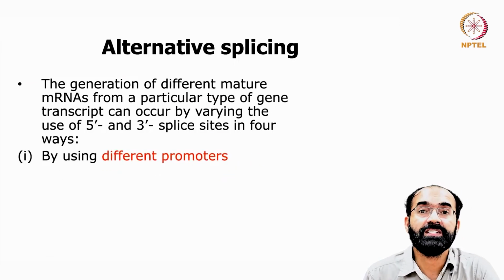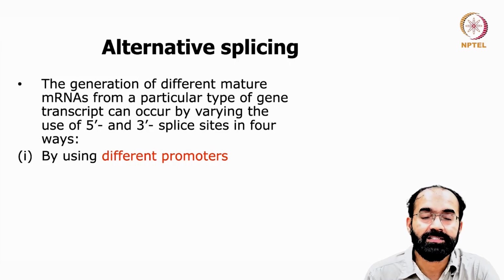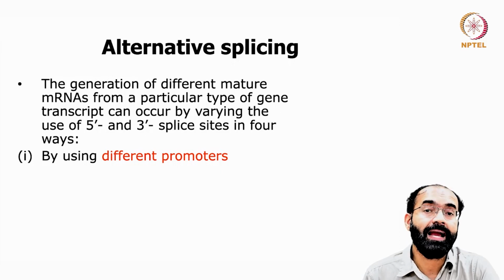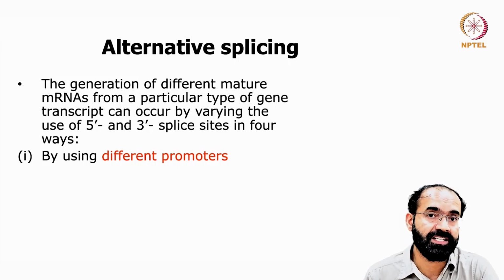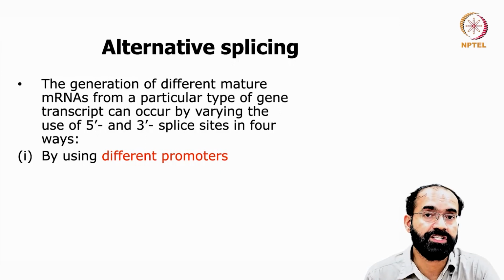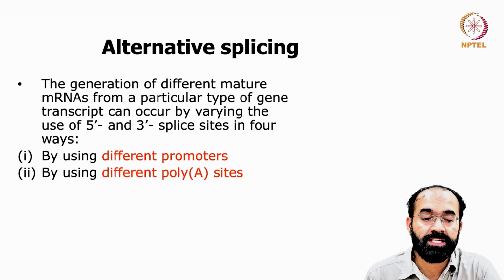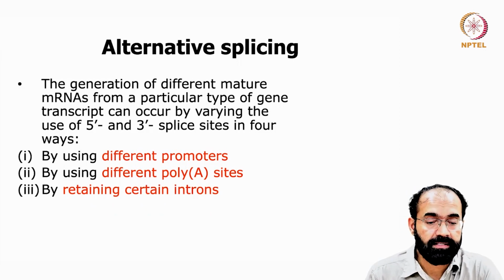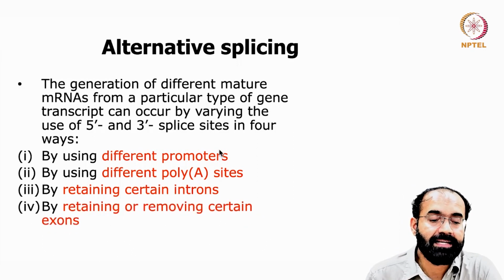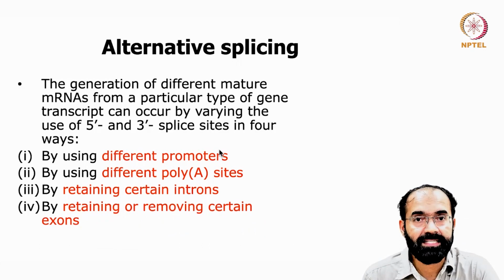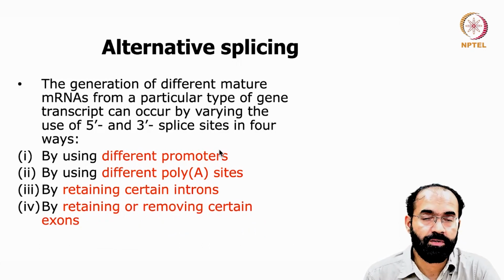One way is by using different types of promoters. That means a stretch of upstream sequence in a given tissue may or may not be acting as a promoter in a specific region. So you can have complex promoters depending upon which gene and which tissue you are talking about. Then using different poly-A sites. Then retaining certain introns during the maturation process. And then lastly by retaining or removing certain exons. We will see this in more detail in the subsequent classes.